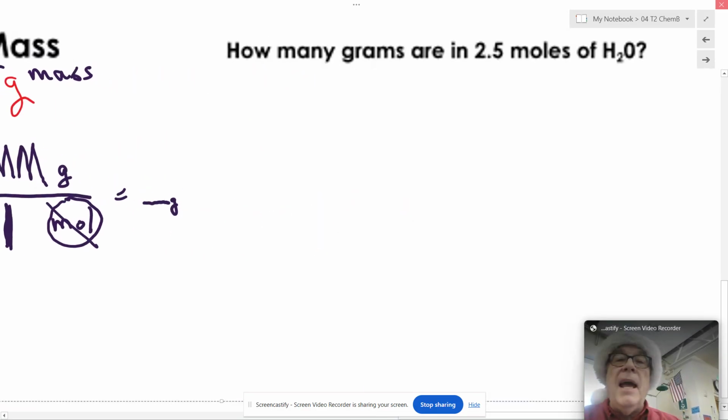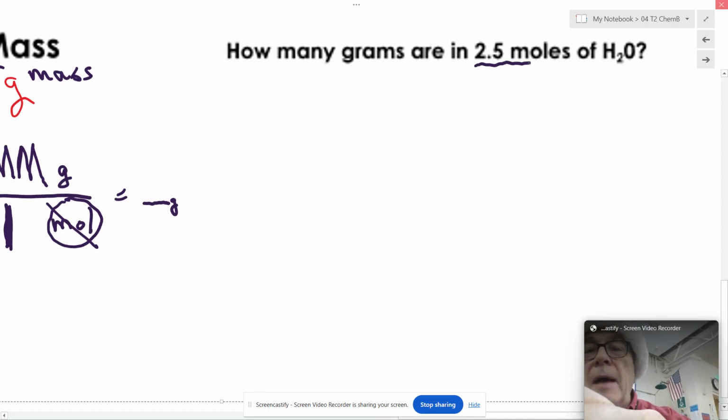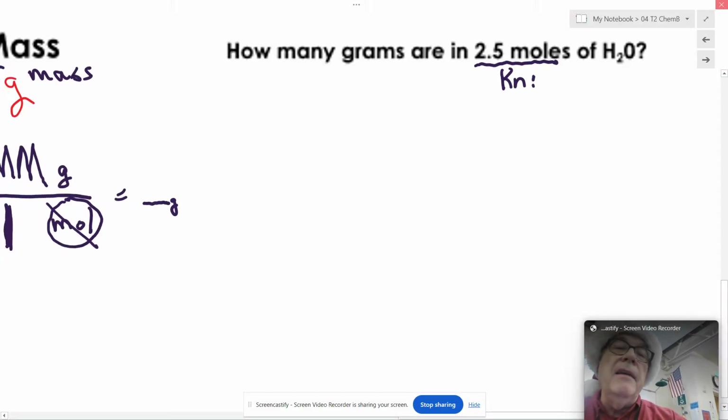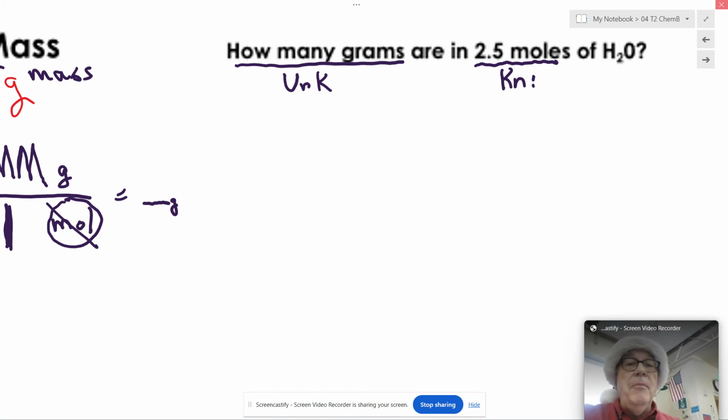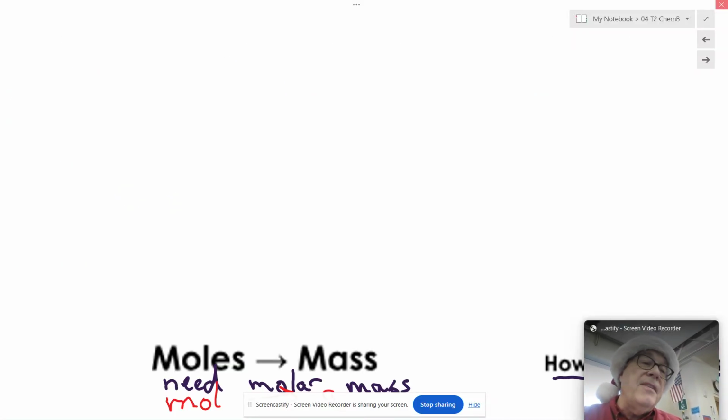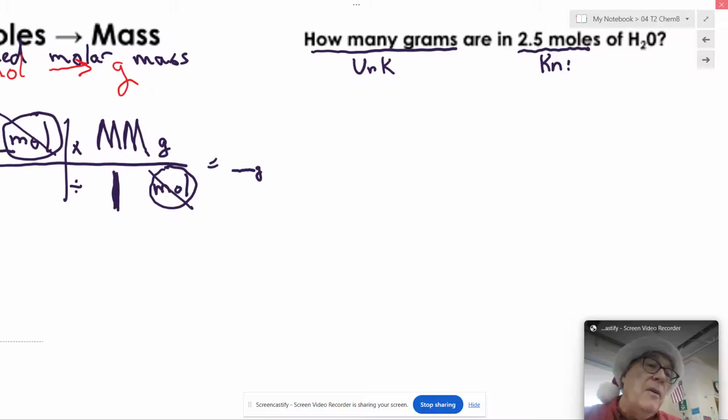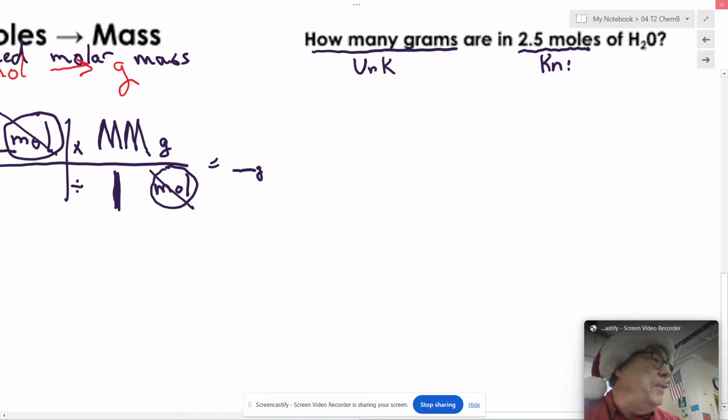Okay, how many grams are in 2.5 moles of water? So I'm going to label this as the thing we know at the beginning of the problem, and how many grams is the thing we want to know about at the end of the problem. Right now, it's unknown. What is this number of grams? We're going to find out. And we're going to set it up the same way we have it here.